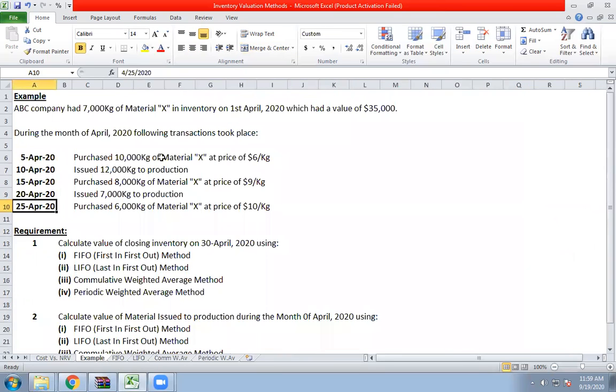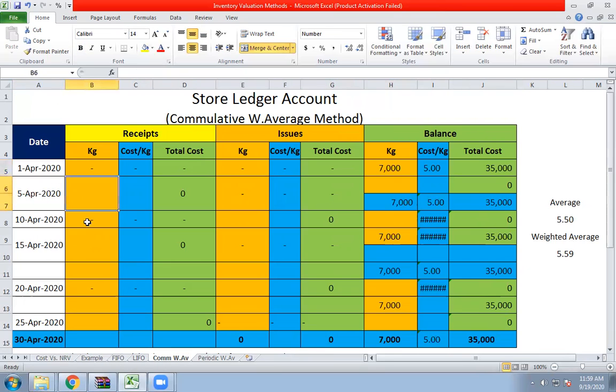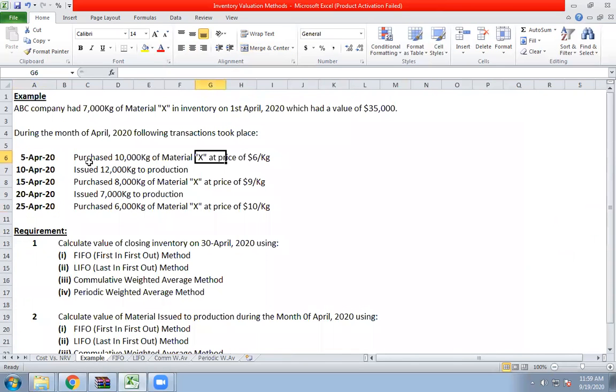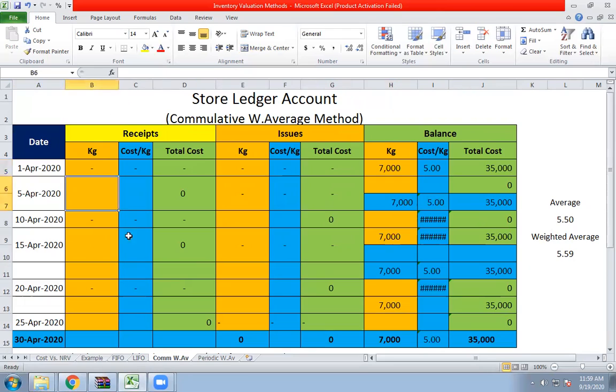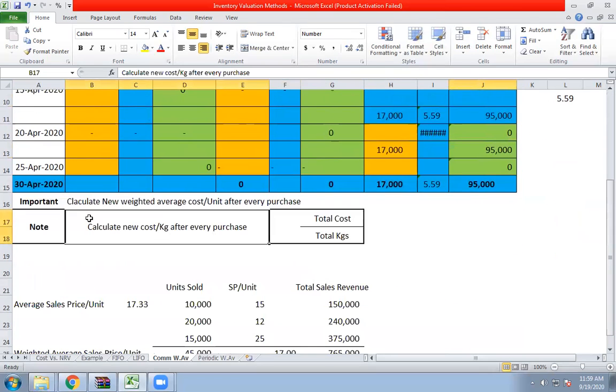I have purchased 10,000 kg at $6. I will also record this. I will record this 10,000, value is 6. I will update my balance as well. Now, in the weighted average method, remember to calculate a new weighted average cost per unit after every purchase. Whenever we make a purchase, we have to calculate a new value, a new cost per kg.